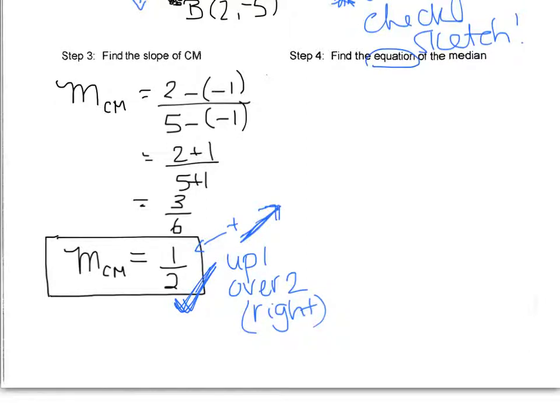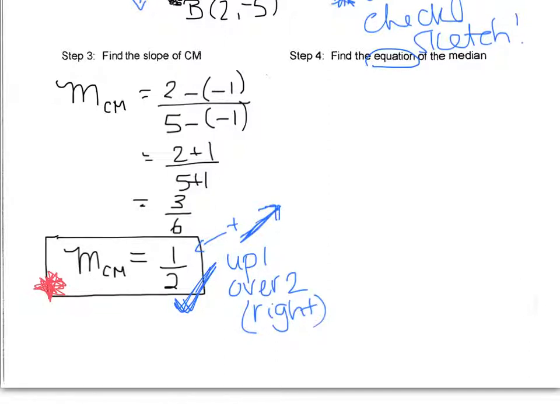And remember, we said anytime we're finding an equation, we need a slope and a point. Now the slope we just finished calculating, it's the slope of CM, which is 1/2. And we're going to use that in our equation. The other thing we need is a point. So we have a choice. We can use two different points. We can use the midpoint, or we can use the vertex where our median begins.